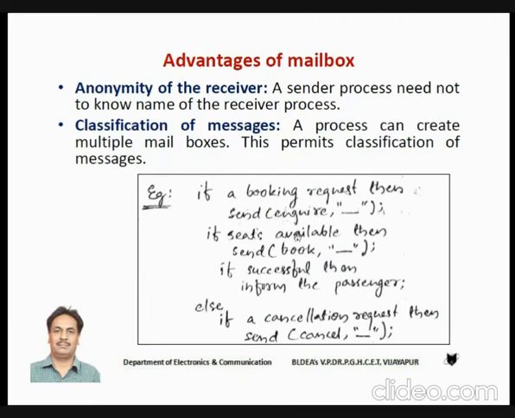Then, after getting the request for ticket booking, we check whether the seats are available or not. If the seats are available, we can perform the ticket booking operation. Such information can be sent to the mailbox named book. So I check whether seats are available for the request made, and if they are, such messages can be sent to the mailbox named book.